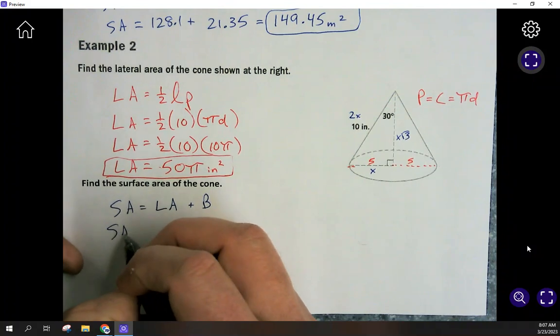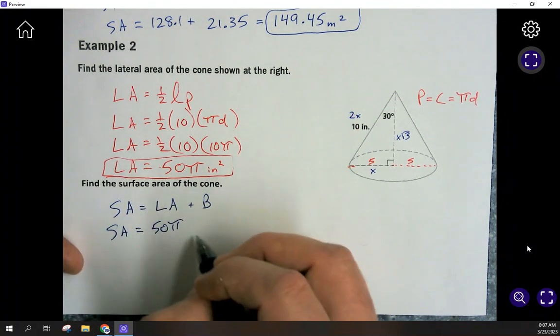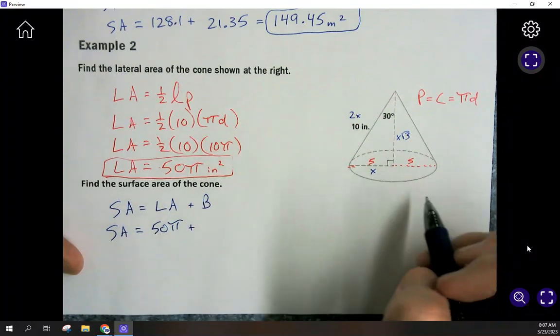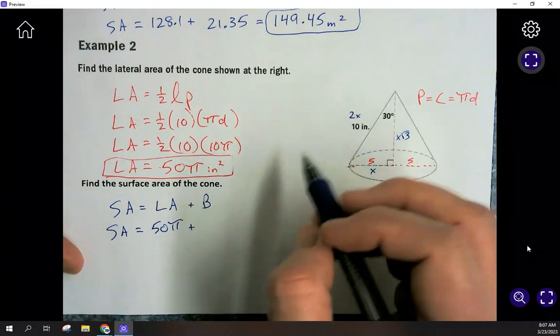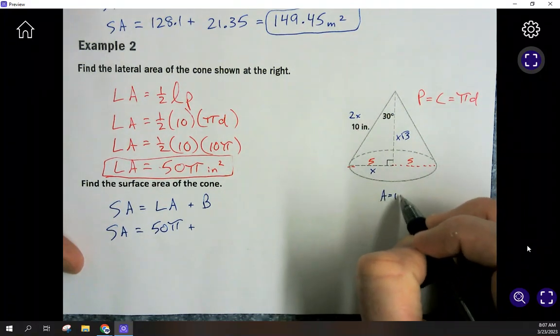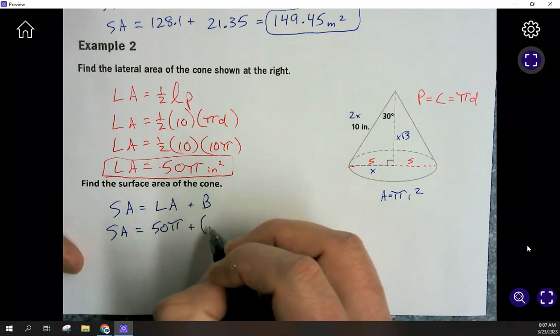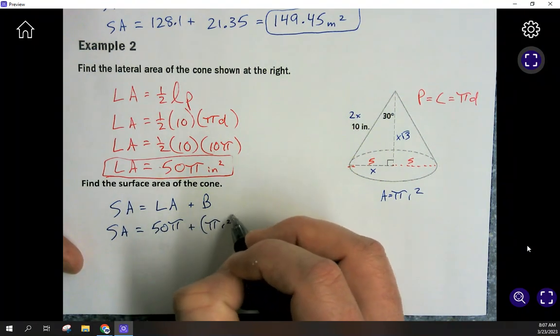So let's go ahead and drop in the lateral area. We figured it out already. It was 50 pi. Now the area of the base, be careful, that's different than circumference. Circumference was the perimeter. We want the area. The area of a circle is pi r squared. Okay, so that's what we're dropping in here for the area of the base.